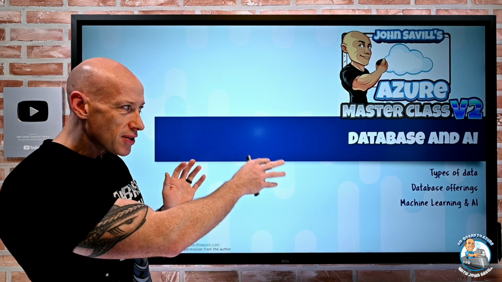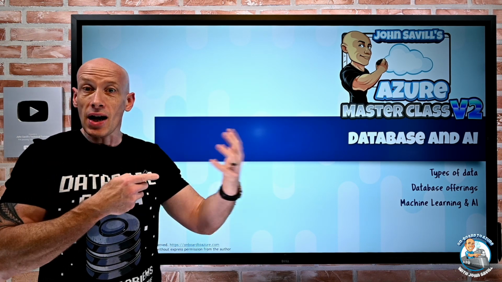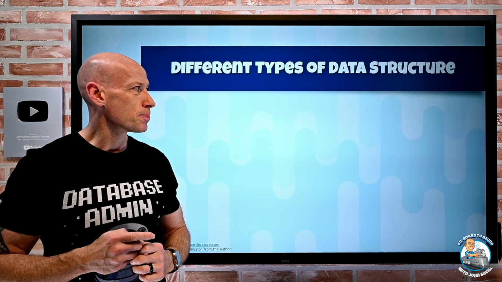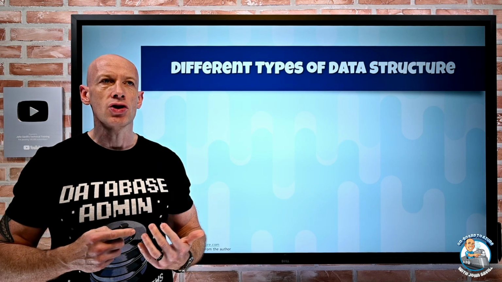So we're going to look at the types of data, the database offerings, and then the machine learning and AI and what's the difference between those. And obviously AI is quite a big deal. Currently we hear about it in the news. So I want to talk about the different types of data structure first.